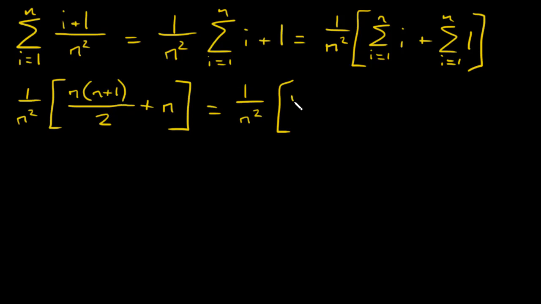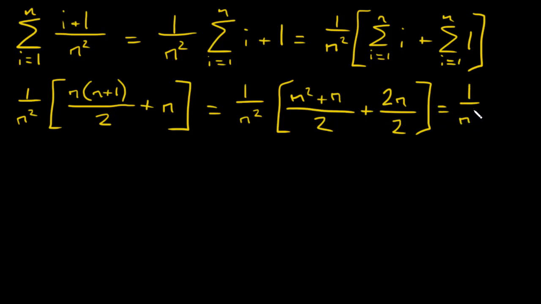This is going to be n squared plus n over 2 plus, if I put that over 2, I have to do a 2 on top, 2n over 2. Would you agree that I can do that? I can get a common denominator, change n to 2n over 2. Absolutely. So now if I do that, I'm going to get 1 over n squared times n squared plus n plus 2n is 3n over 2.